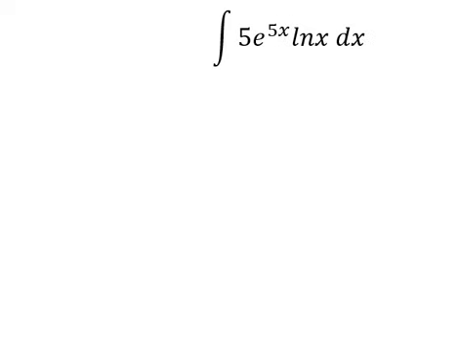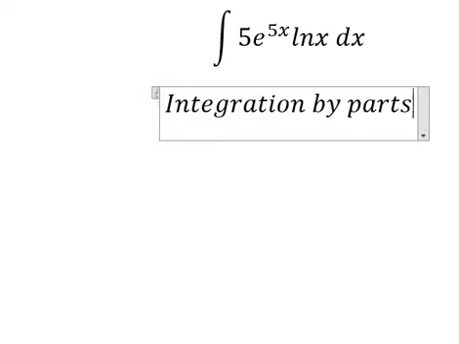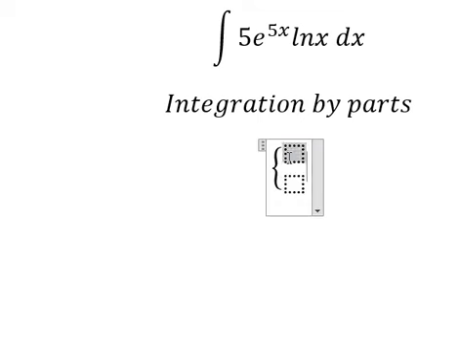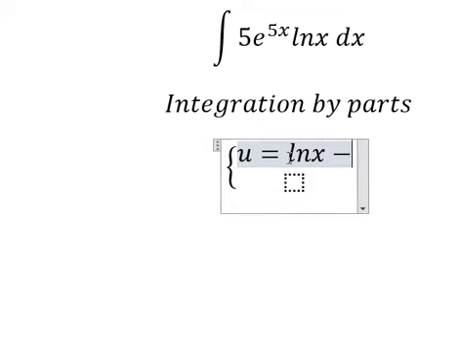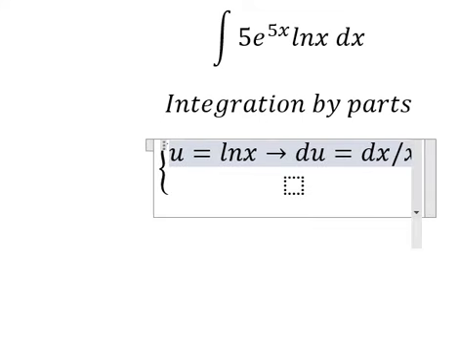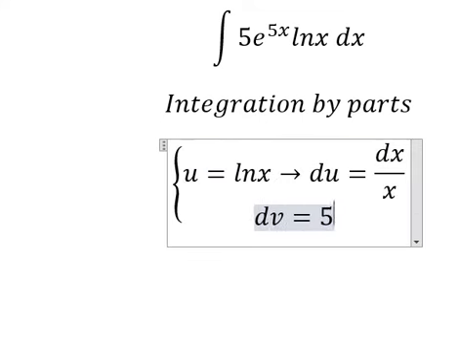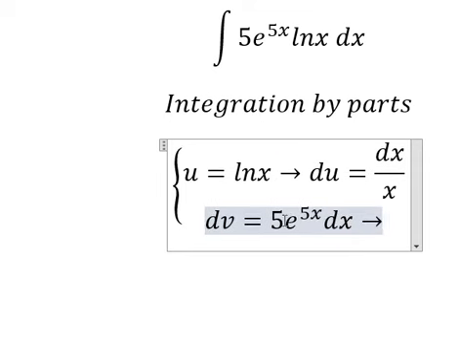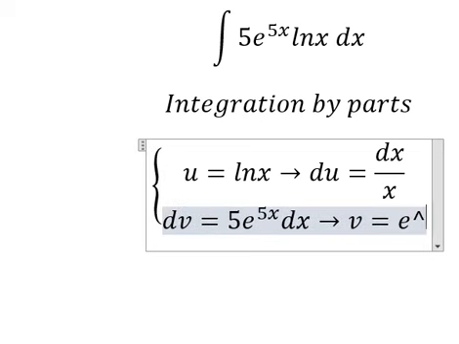Next, we need to use integration by parts. So I will put u equals ln(s). Later, we need to first take the derivative of both sides, and we have du equals 1 over s. For dv, we have 5e to the power of 5s ds. The integration of this one, we have v equals e to the power of 5s.